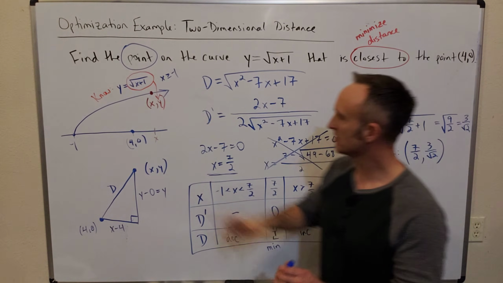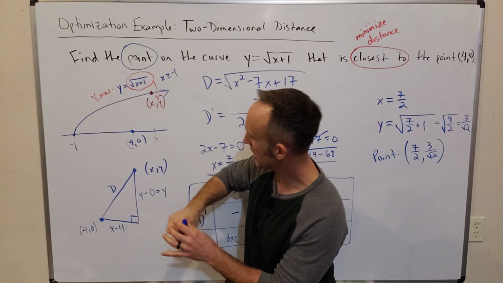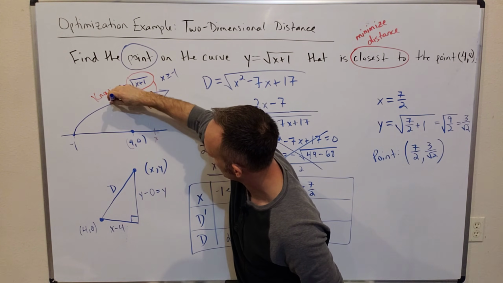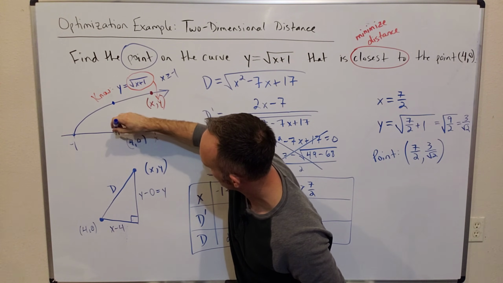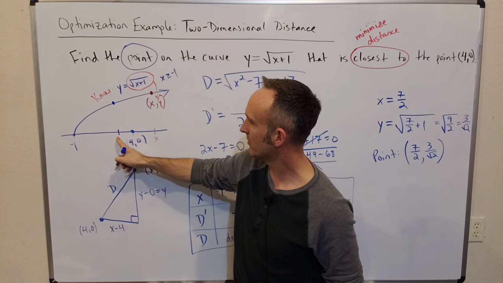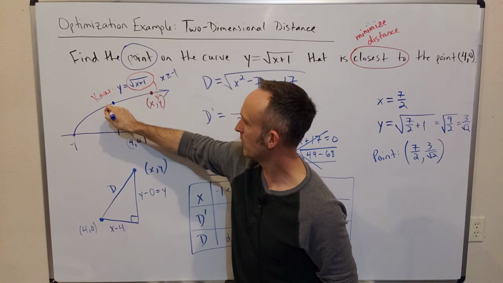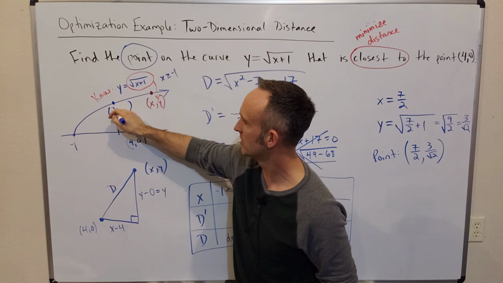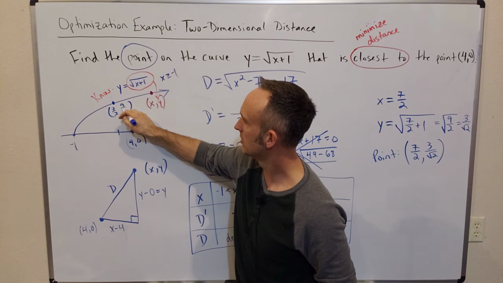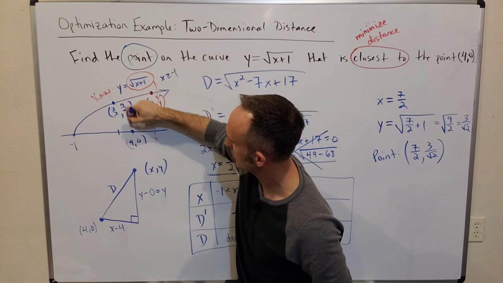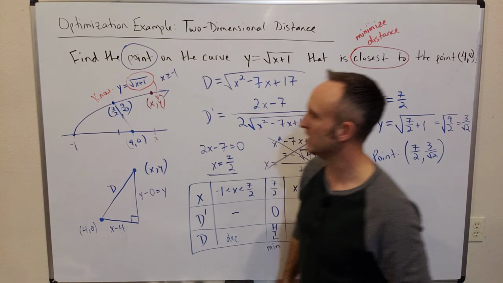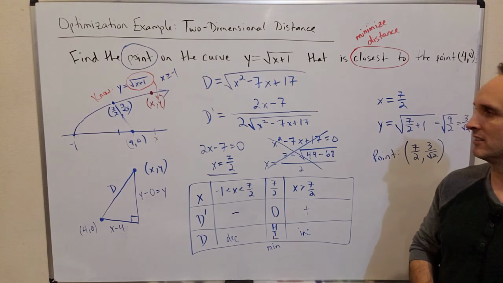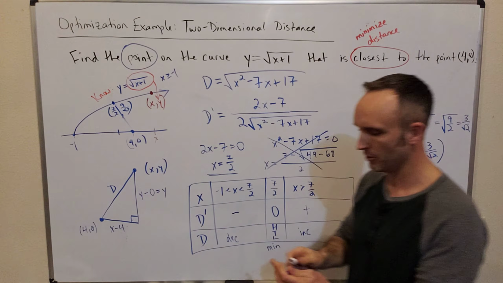So that's the point on this curve, which happens to be over here, right? 7/2 is 3.5, so that's the x value. This point right here is the one we're looking for that we just found. This distance here is the shortest distance between any point on that curve and this point, 4, 0.